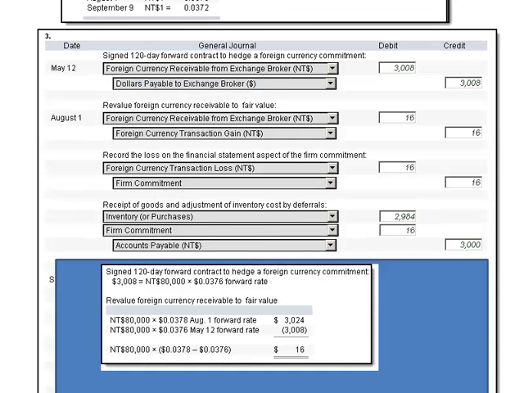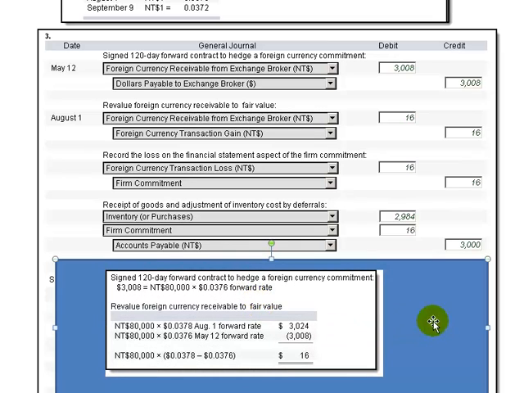Okay, now I've slid the screen down so that we can see all of transaction 3. And in this area right here, you'll see where the calculations come from. So the 3,008 is the 80,000 times the 0.0376 May 12th forward rate. Okay, that gets used in our first entry.